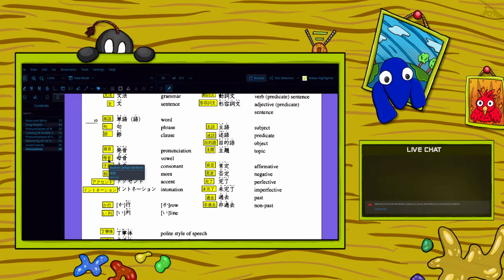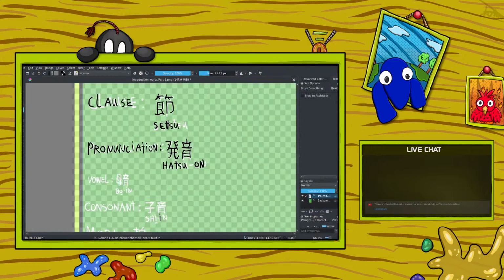Now we're gonna go for a vowel, which is a boin. And then we have a consonant, of course, which is a shin. And then, of course, a mora, which is then the haku. And then, of course, we have accent, which is then the accento. And intonation is then intonation. Oh, for fuck's sake. Never gets old on these things.